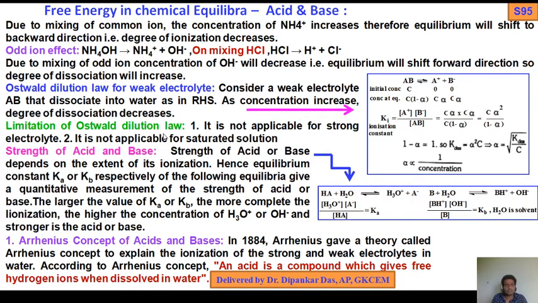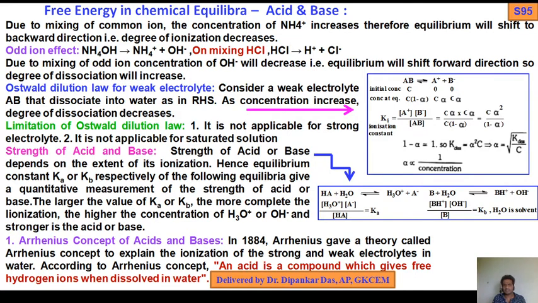Now the limitation of Oswald dilution law. It is not applicable for strong electrolyte. It is applicable for weak electrolyte, and it is not applicable for saturated solution. Clear?